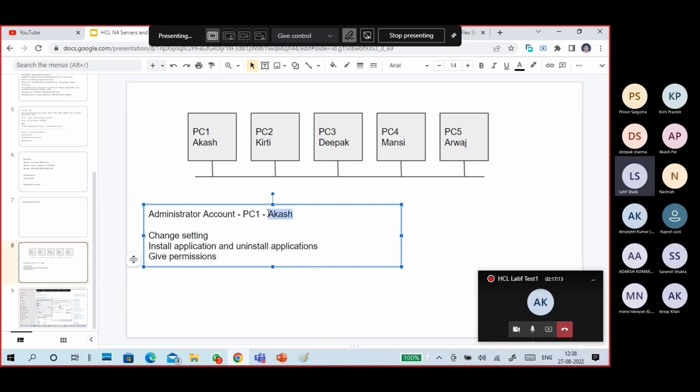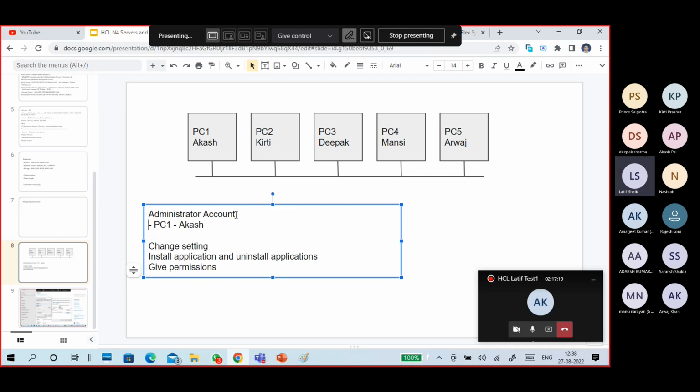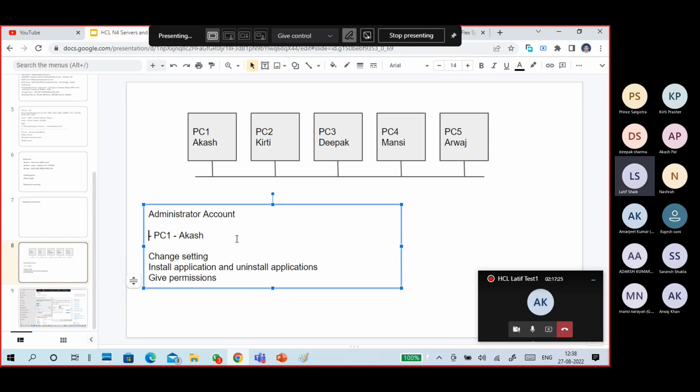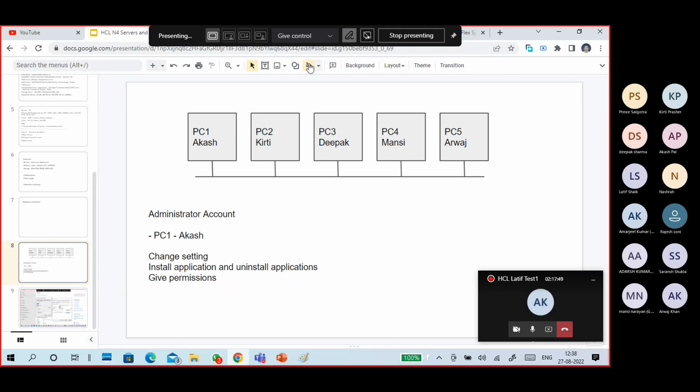So Akash can control which PC? PC1. He can manage his PC. So Akash is managing PC1. The point is, can Akash manage PC2? No. Very good. You cannot manage PC2. That is a very big no.